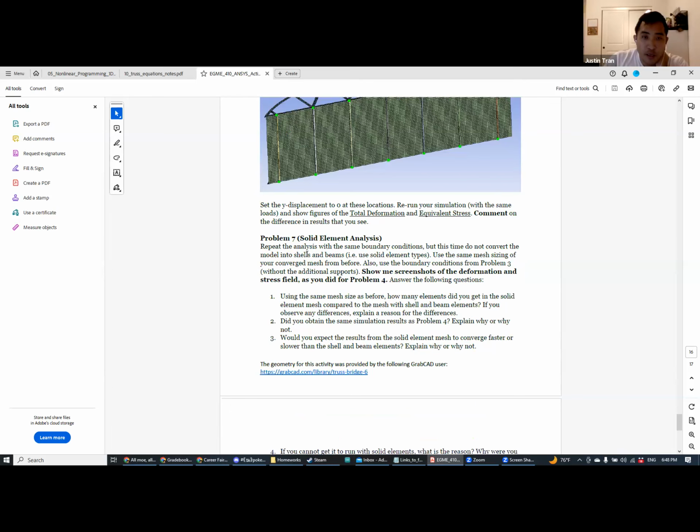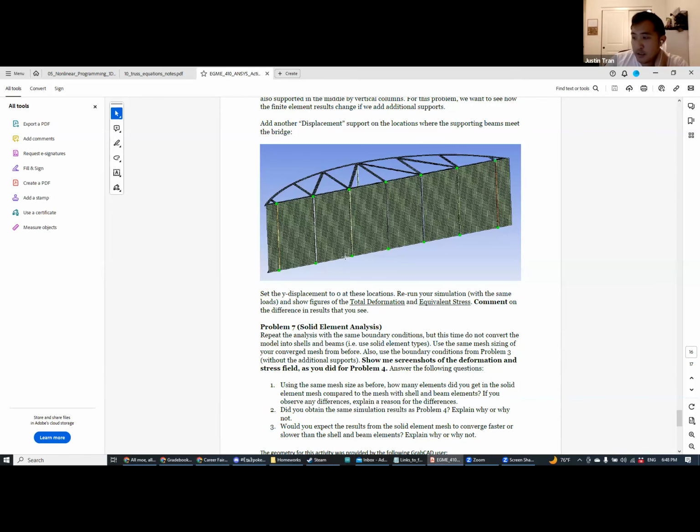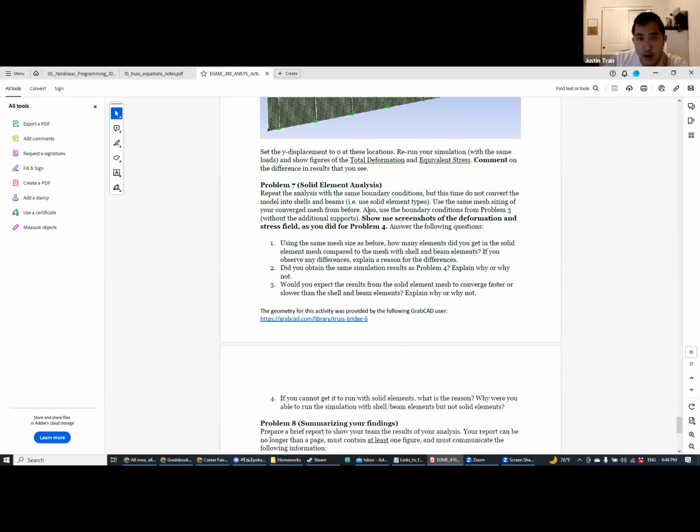Do you have more questions on problem 6? Oh no, I think that's all good. But problem 7, yeah. Okay, for problem 7, I basically want you to try to do the analysis using solid elements. The best way to do this would be to start a new project and reload the geometry, but don't convert anything to shells or beams. Just try to run it straight up as it is.